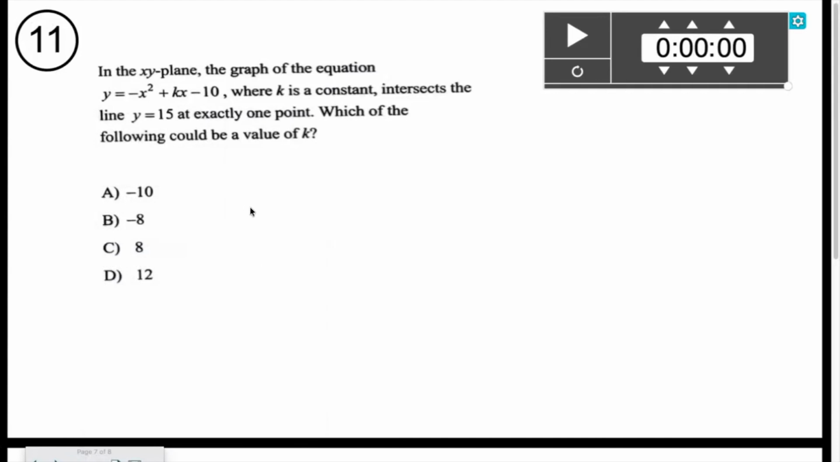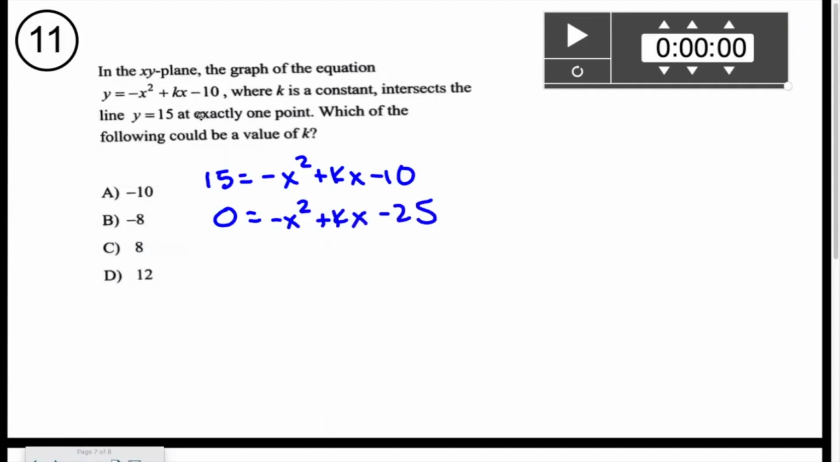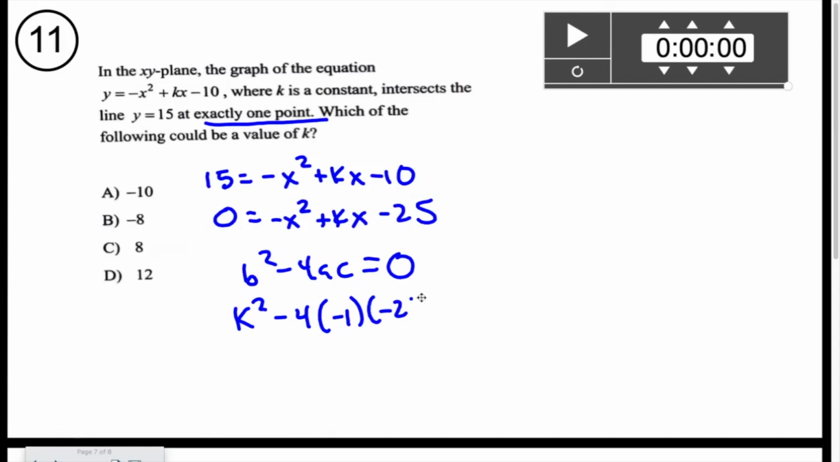So to do it that way, you would simply just replace the y with 15. So you get 15 equals -x squared plus kx minus 10. Quadratics, we always want it to equal 0. And then if we want this equation now to have one solution, then I'm just doing the discriminant. So I want b squared minus 4ac to equal 0. That gives you one solution. So I get k squared minus 4, a is -1, and c is -25.